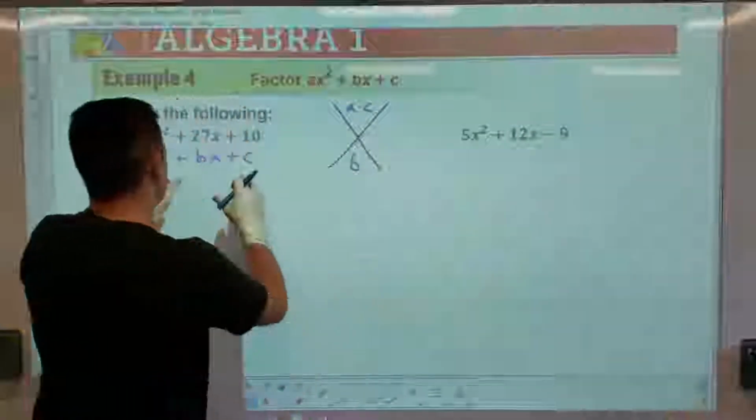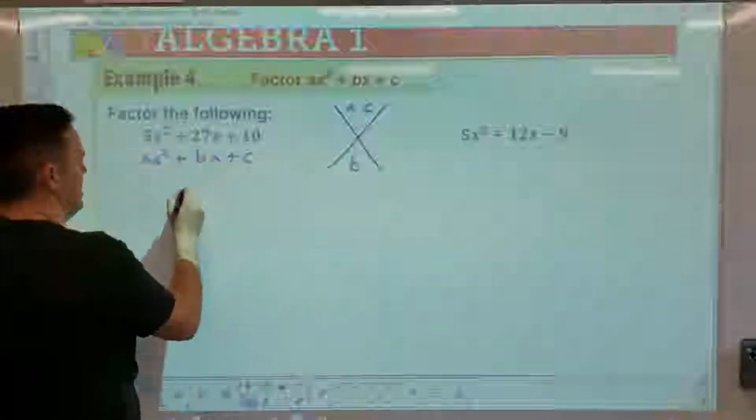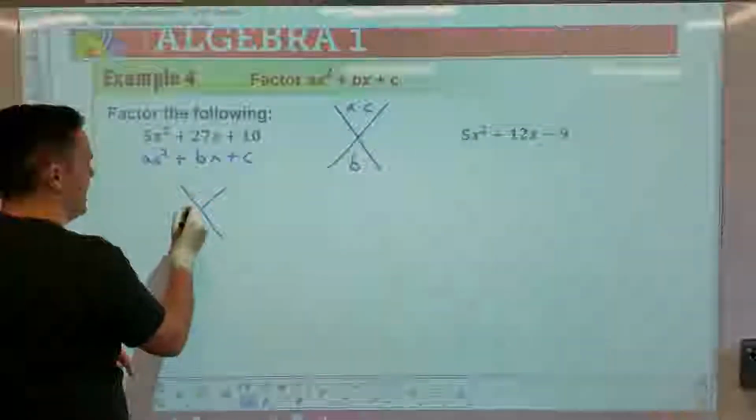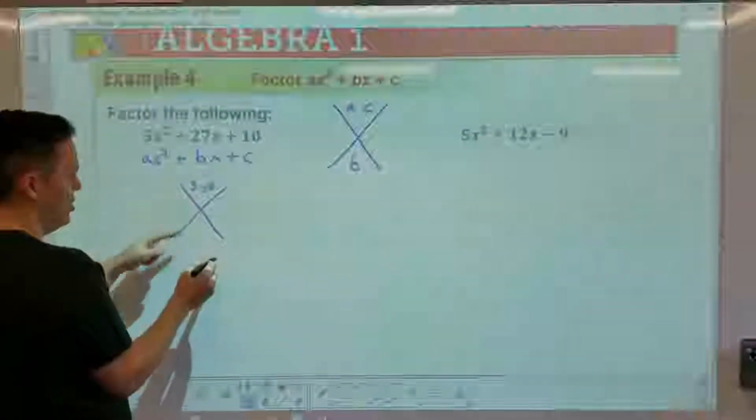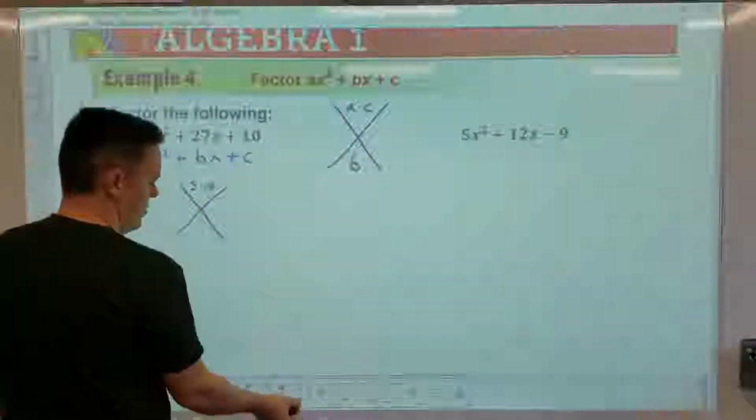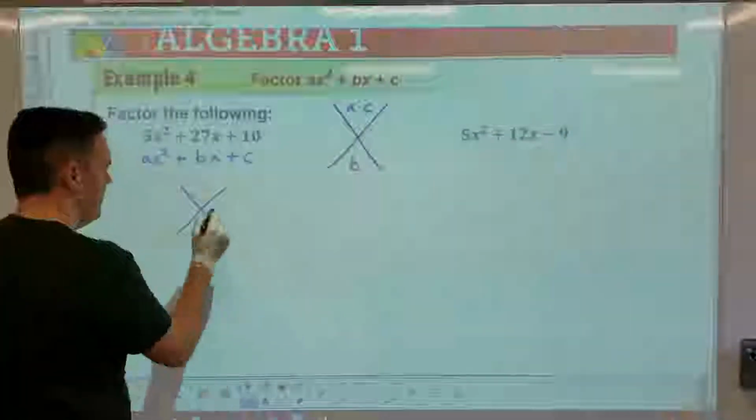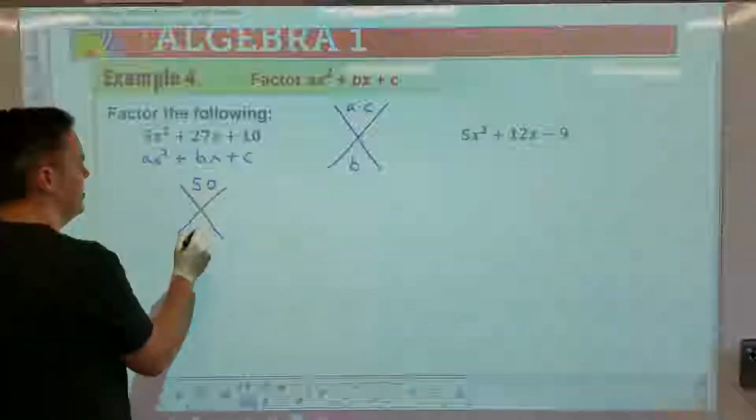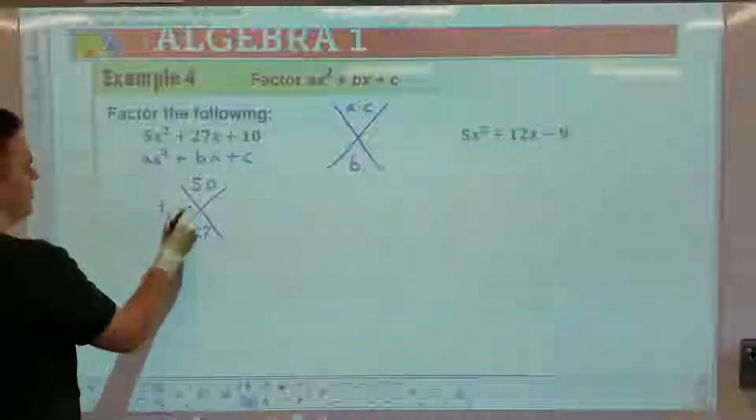For this first example, we would have A times C. So when I do my X, it would be 5 times 10. I'm not going to write that. Instead, it would be 50. And then down here, it's 27. Same rules apply: 2 positives.